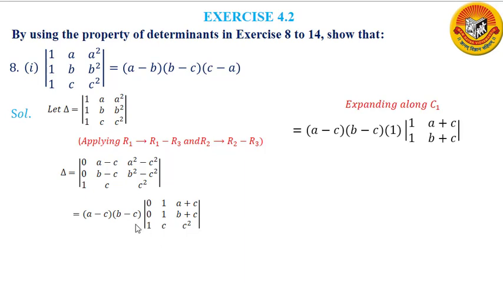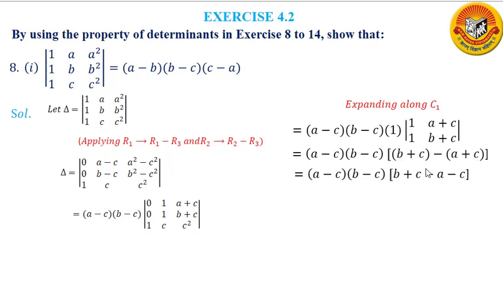Now it is third row and first column, so 3 plus 1 is 4, so I have a positive sign, so I will take plus 1. Then I leave this column and this row, that is first column and third row, and I have 1, a plus c, 1, b plus c. Now this 2 by 2 determinant you know how to solve. This 1 is multiplied by b plus c, and then this a plus c is multiplied by 1. So you have b plus c minus a plus c. Now the c will cancel, and I have b minus a.